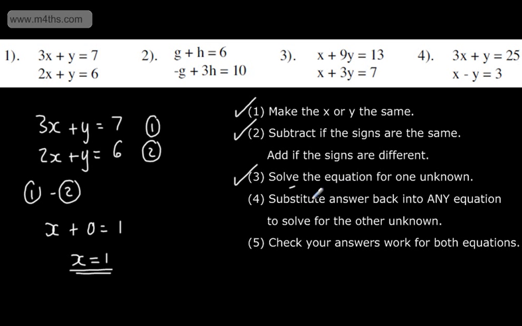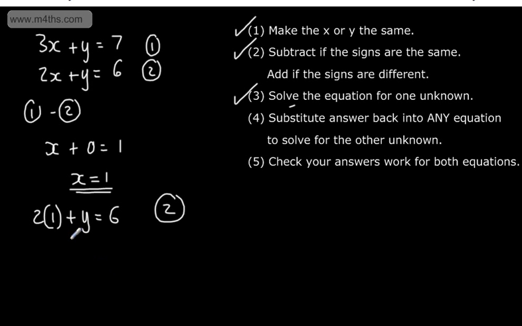I now need to substitute the answer back into any equation, and again we'll see why we say any later, as we might be changing some of these, and solve for the other unknown. So we need to solve for y. So if I put this back in, what we're going to have now is the following. It's either one. I'm going to take equation 2. We know that x is 1. 2 lots of 1 plus y is equal to 6. So from here now, all we need to do is subtract 2 from both sides, and we can see now that y is going to be equal to 4.